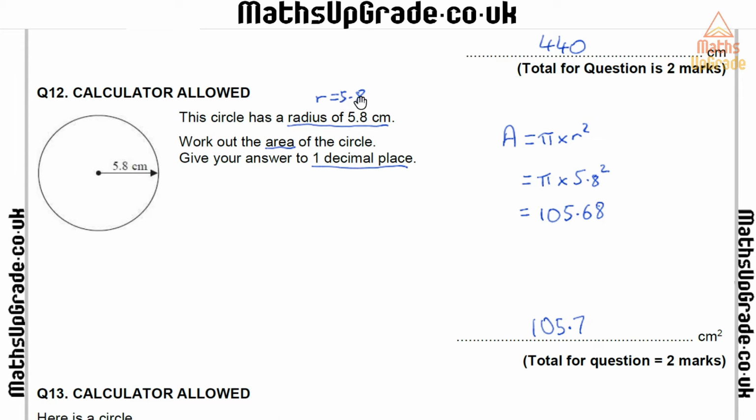So area is pi times radius squared, and the radius is 5.8. I'll square that with a calculator, multiply by pi. I get 105.68. And then when I round this to 1 decimal place, I'll get 105.7 centimeters squared. Let's just check this is centimeters. So that would be centimeters squared, and that's 2 marks.